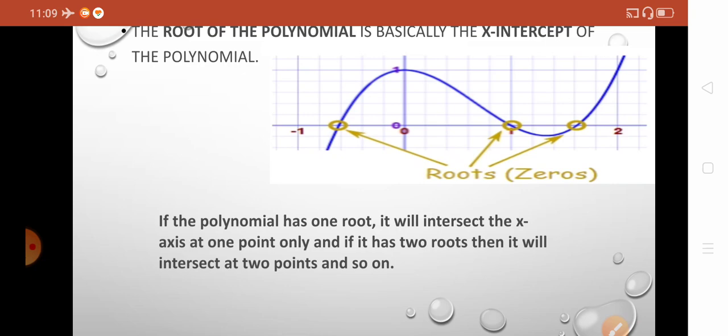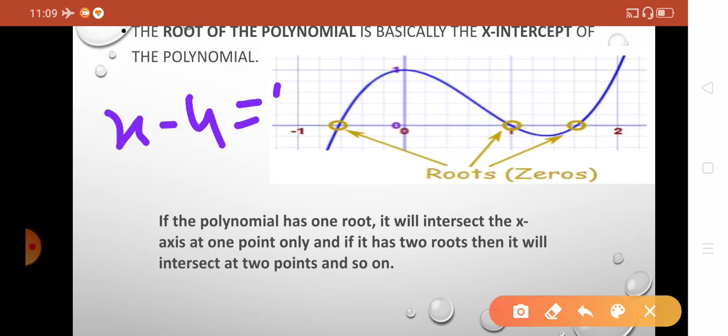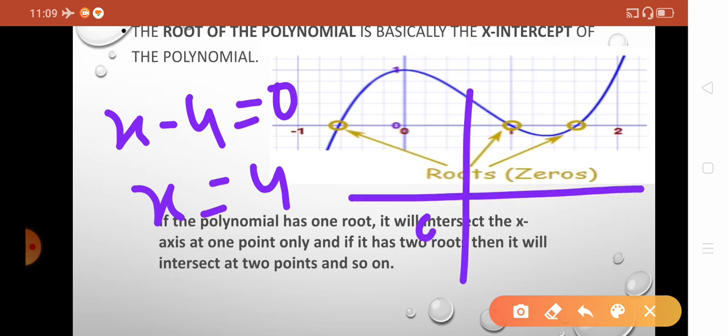If the polynomial has one root, it will intersect the x-axis at one point. We take the example here that x minus 4 is equal to 0. Here the value of x is equal to 4. So if you draw a line, it will pass through 4 and the value of y is equal to 0.